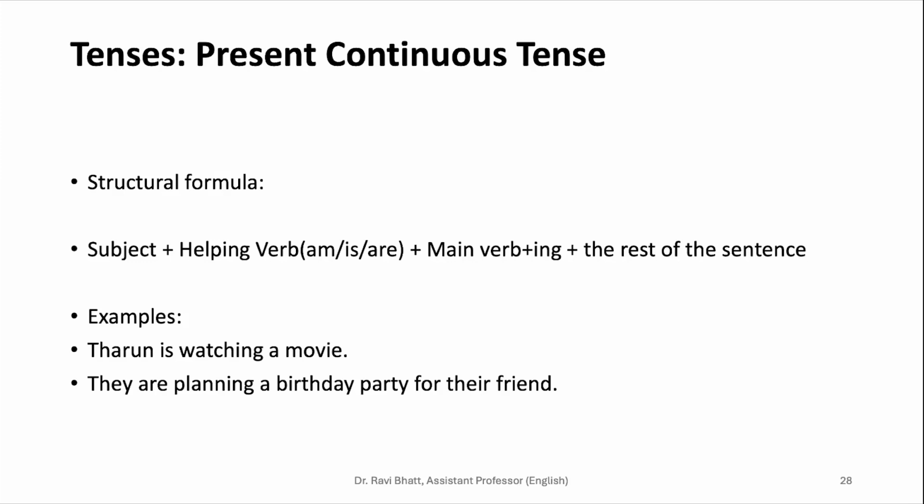All right. Now the examples are, for example, Tarun is watching a movie. So he's currently watching a movie. He has not completely watched it. He's in the process of watching a movie. Or they are planning a birthday party for their friend. So they are currently planning a birthday party for their friend. They have not completely planned it, or they've not completed their planning, but they are in process. All right. So they are planning a birthday party for their friend.